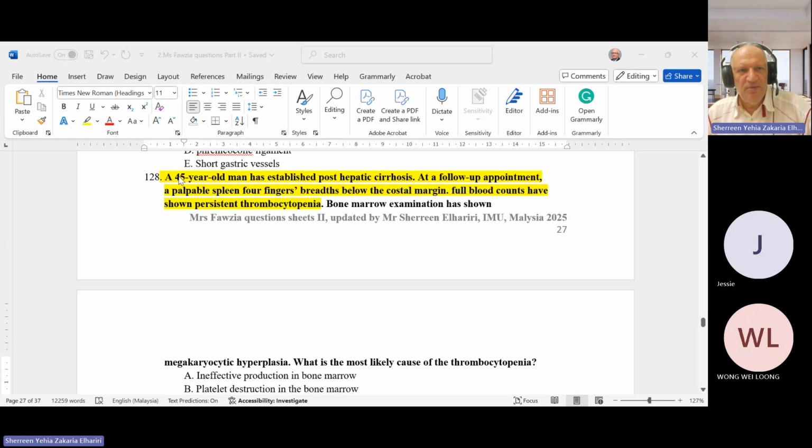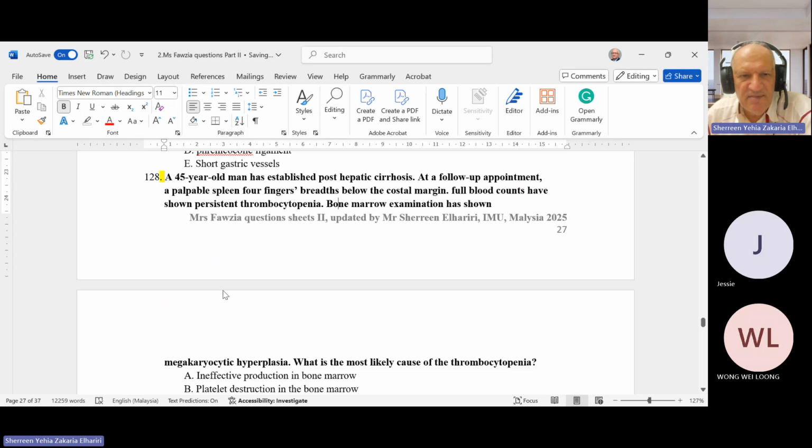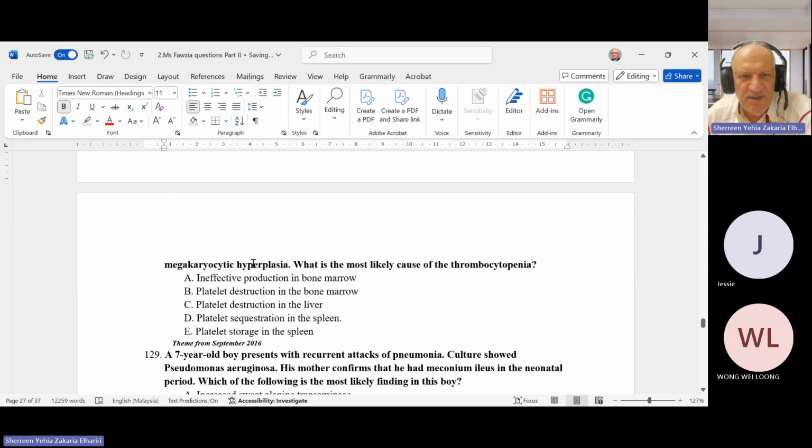We start from 1 to 8. A 45 years old man has established post-hepatic cirrhosis. Follow-up appointment, a palpable spleen, four-fingered breadth below the costal margin. Full blood count shows persistent thrombocytopenia. This is what we call thrombocytopenic purpura. Bone marrow examination shows megakaryocytic hyperplasia. What is the most likely cause of thrombocytopenia?